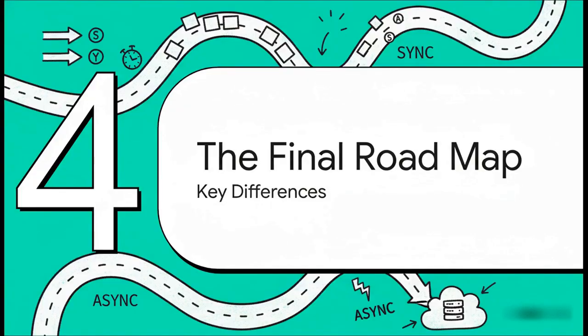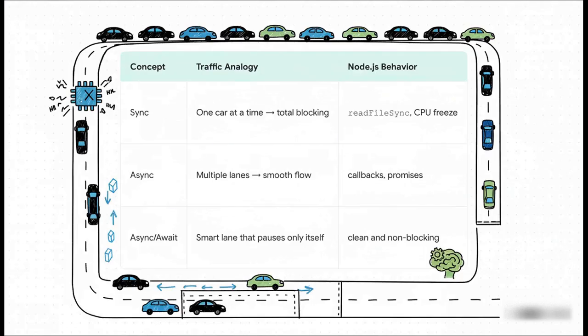All right, that was a lot, I know. So let's pull over for a second and look at a final roadmap to make sure all these key differences are crystal clear. Think of this table as your ultimate cheat sheet. Let's break it down. Sync, that's our one-lane road. Total blockage, CPU freeze, a real mess. Async with callbacks and promises, that's our multi-lane highway. Everything just flows. And finally, async/await, that's our super smart system with the AI sensor. It pauses just one lane, keeps everything else moving, and gives us beautiful, clean, non-blocking code.